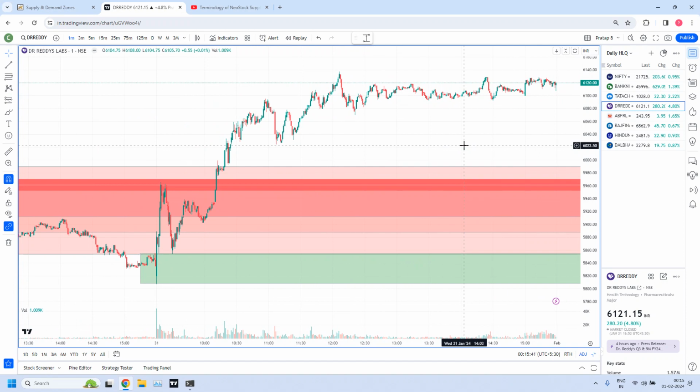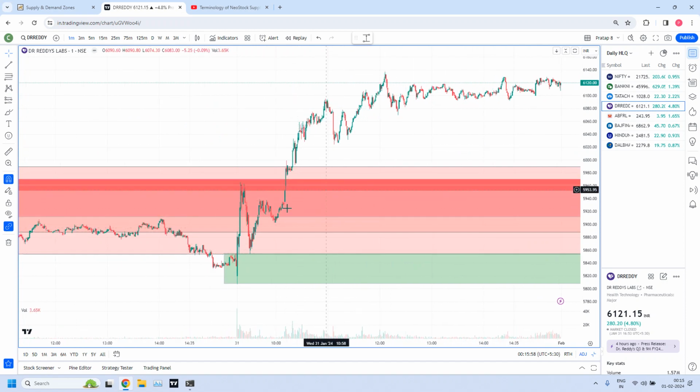Apart from that, clean observations about the price action. See, those who observe price action in a perfect way are always going to be successful traders. This is what you have to understand from this analysis of DRREDDY. It's a very good example for you from the learning point of view.